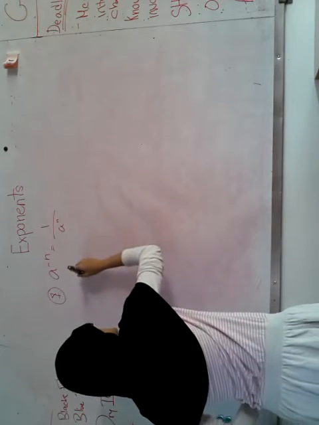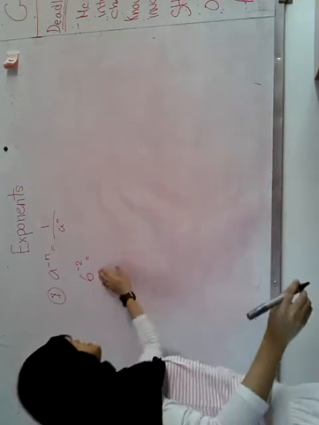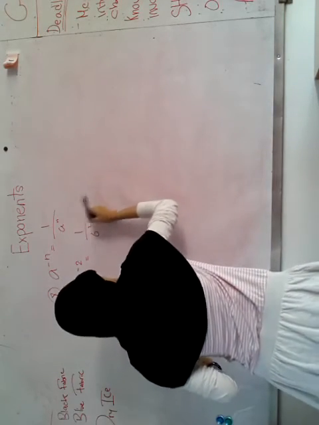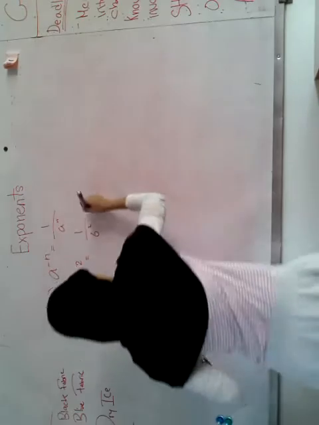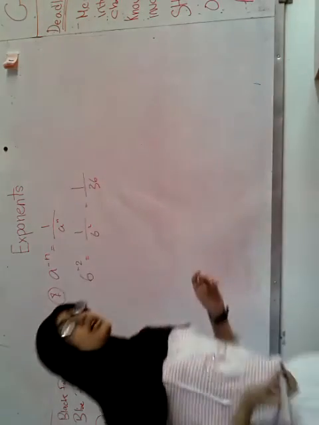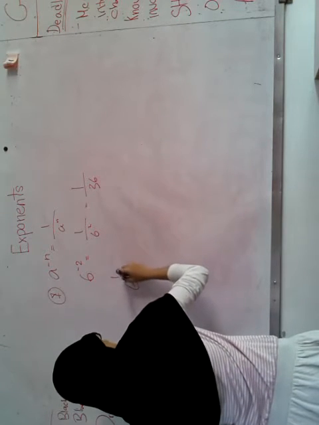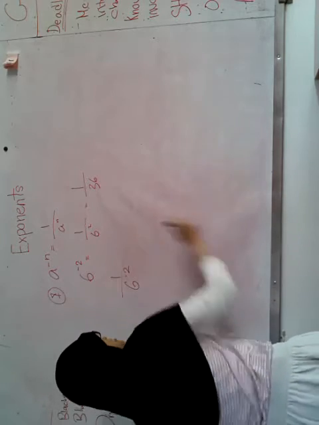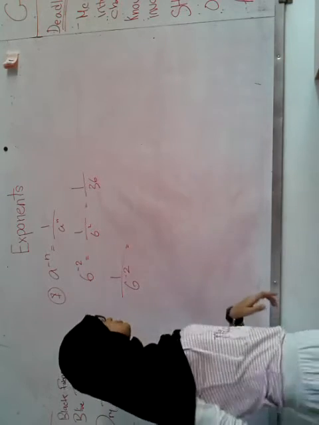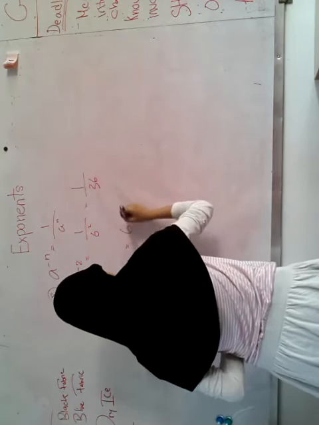Now, if it's 6 to the negative 2, like I said, you move it up and it's going to be 1 over 6 squared. Now evaluate this one. Equals 1 over 36. And if it's 1 over 6 to the negative 2, how do you change it? Same thing. You move it. It's going to be 6 squared.